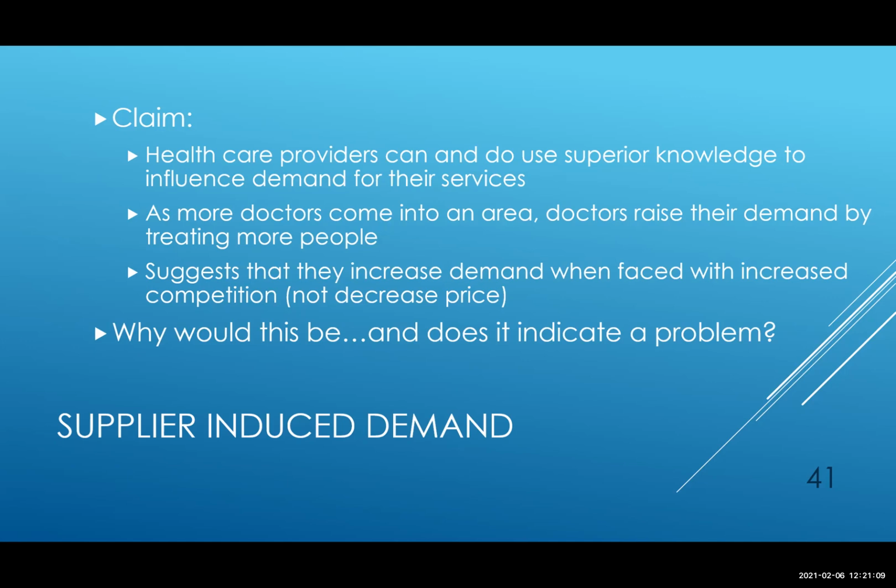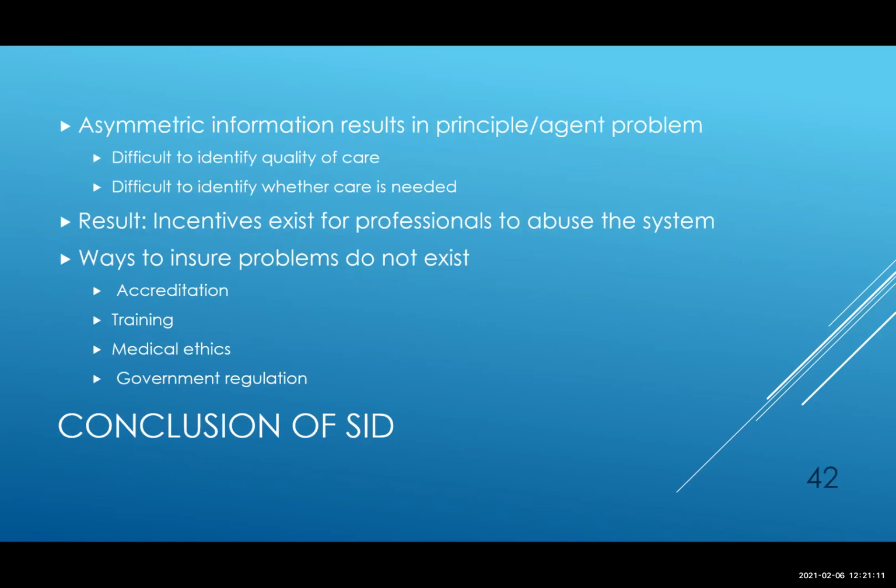Why would this be, and does this indicate a problem? So again, we have this asymmetric information that results in this principal agent problem. It's difficult to identify the quality of care, right? So maybe everybody should always be ordering this number of tests. Maybe the rural doctor isn't doing his job because he's overburdened with the number of patients. I don't know. It's difficult to identify whether care is needed or not.